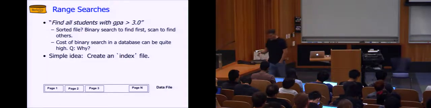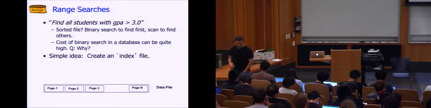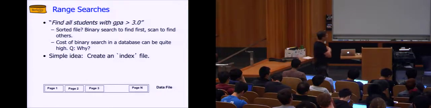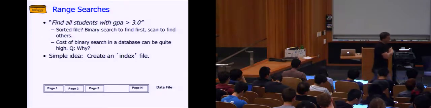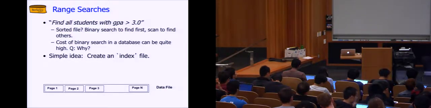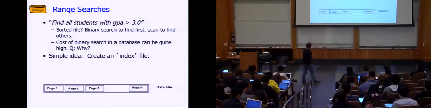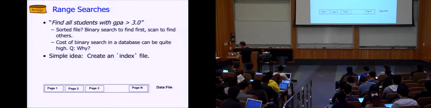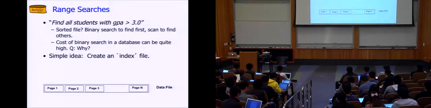Let's think about range searches for a minute, because it's the extra power of a tree-shaped index over a hash index. We want to find all students with GPA greater than 3.0. If we had a sorted file, as we talked about two lectures ago, we would do binary search in the file to find the first record, and then scan to the right, getting higher and higher GPAs. The cost of binary search in a database, though, is kind of a bummer. Why is it a bummer to do binary search in a database as opposed to, say, in memory?